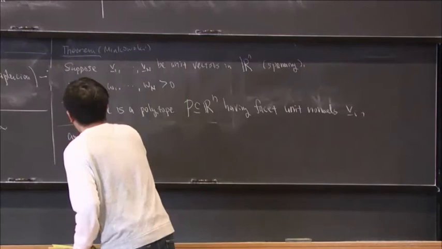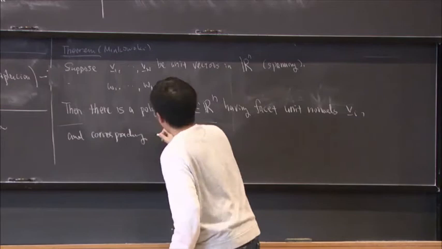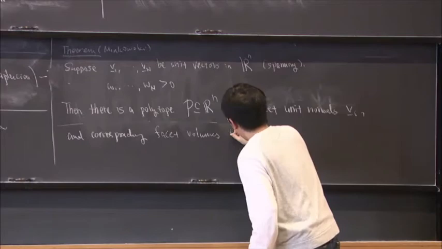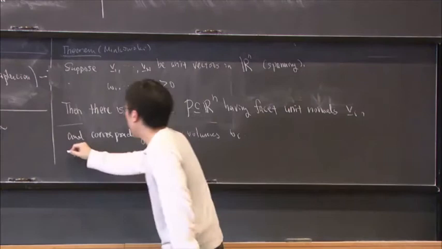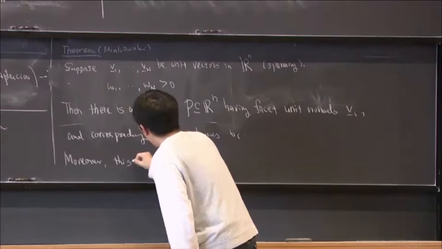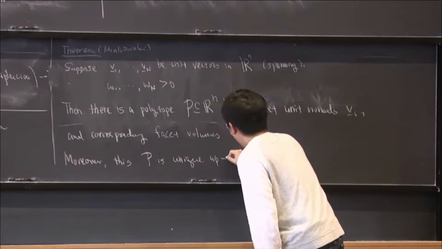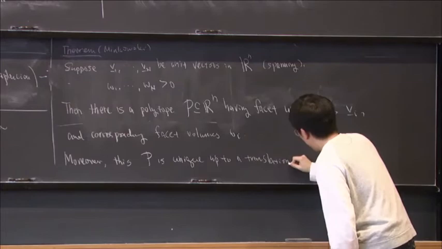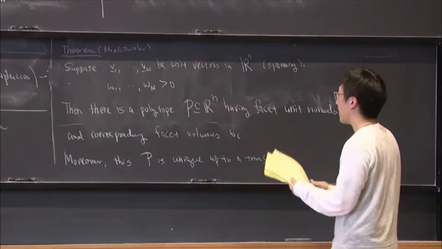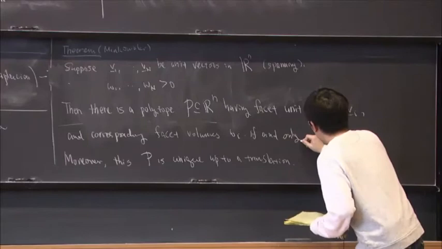and corresponding facet volumes Wi. Moreover, this P is unique up to a translation. Oh, sorry, I haven't finished the statement here. If and only if sum over Wi of Vi equals 0.